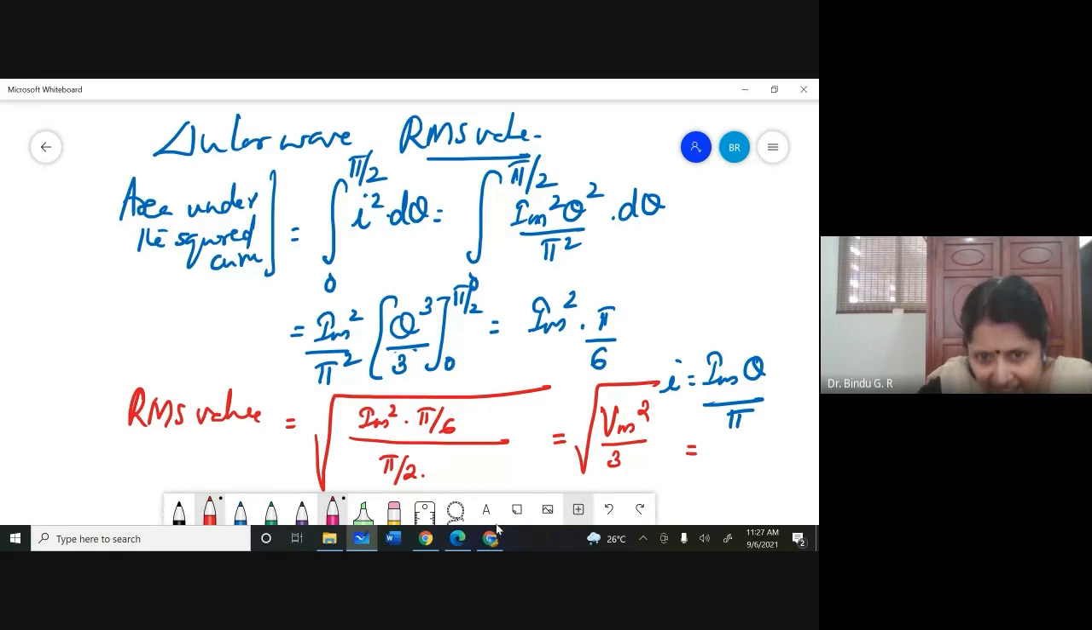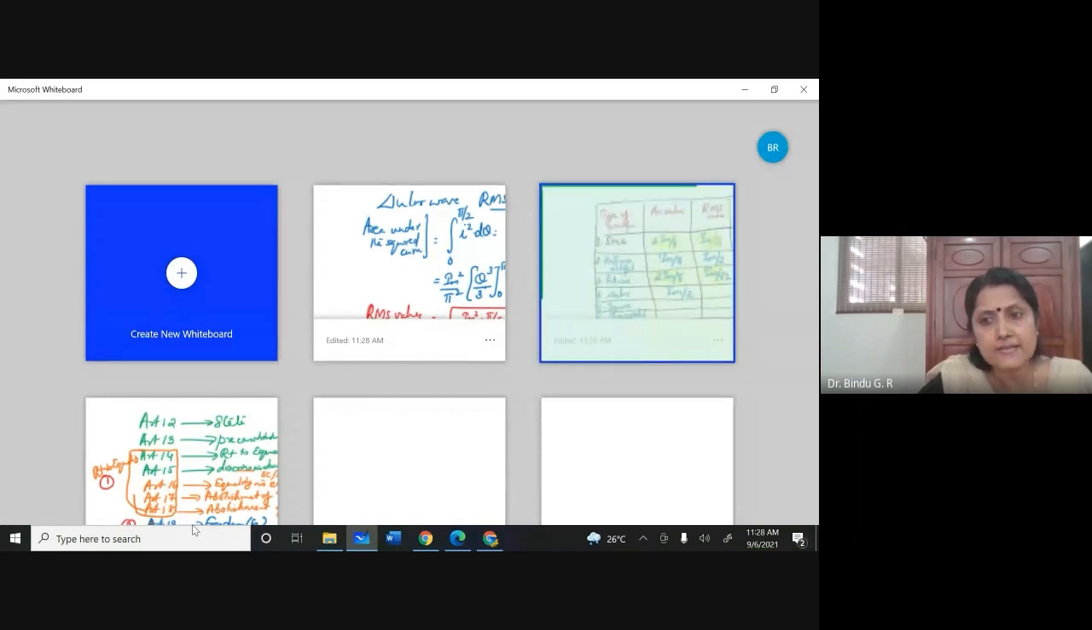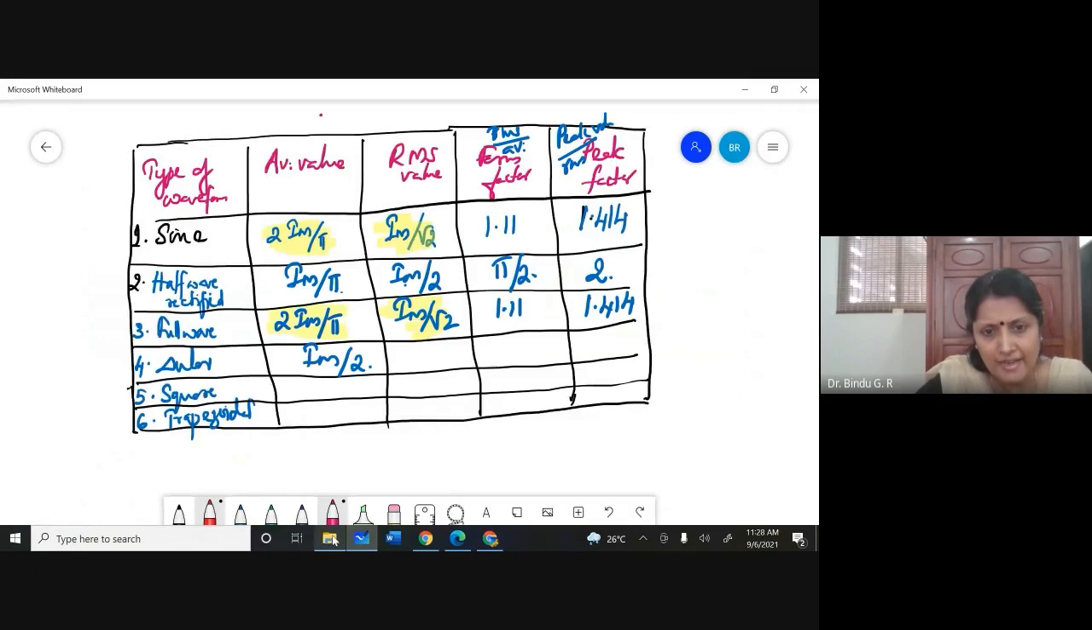Or sorry, I had written it here. Within the square root, I'll get it as Im squared by 3. And finally, the RMS value will be Im by root 3. So in the triangular wave, I will get the RMS value as Im by root 3. I know I am rushing.